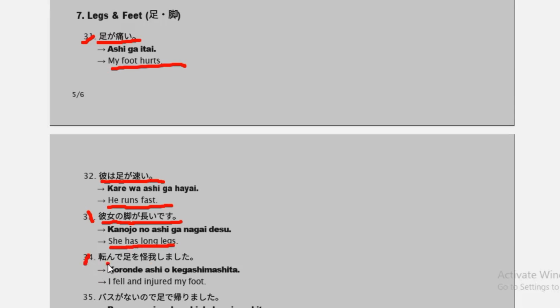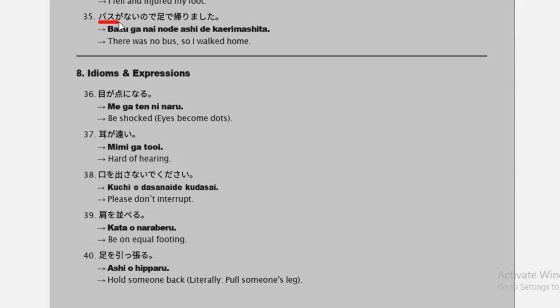The next example is koronde ashi o kega shimashita. Koronde ashi o kega shimashita means I fell and injured my foot. Basu ga nai no de ashi de kaerimashita means there was no bus, so I walked home. The next example is me ga ten ni naru. Me ga ten ni naru means be shocked. Eyes became dots. And the next example is mimi ga tooi, means hard of hearing.